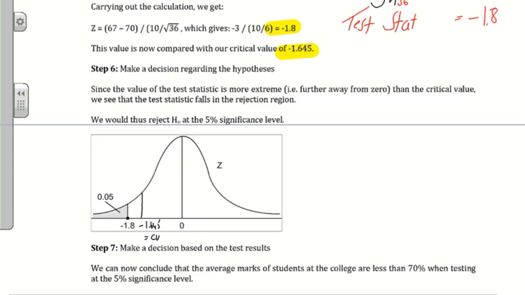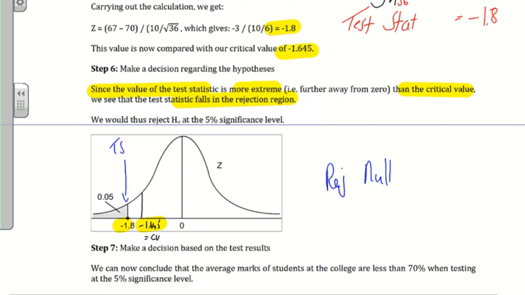Now look at the conclusion. I'll read it to you verbatim. Since the value of the test statistic, it's -1.8, is more extreme than the critical value of 1.645, it moves further away from 0. The test statistic falls in the rejection region. Now you say to yourself, have I done my job? Yes, I have, because my job is to reject the null, and I've managed to do that. Why? Because my test statistic is further away from the critical value.